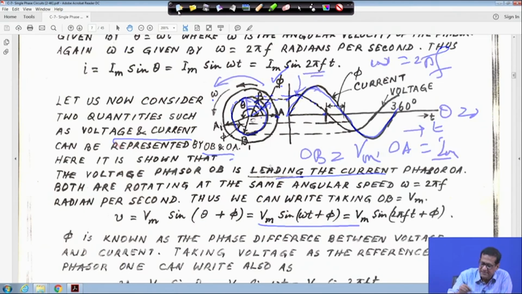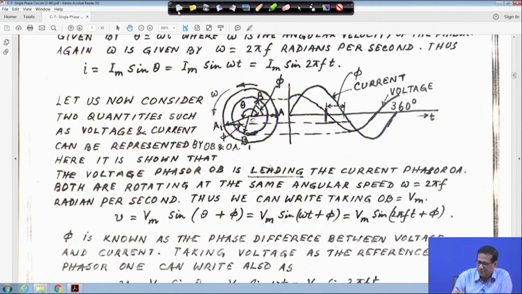So, first let me clear it. Now, the question is what is leading. You have to see which of these two waveforms is reaching its peak value. Forget about magnitude and other things, which one is reaching its peak value earlier than the other one. In this case, it is the voltage waveform. It is reaching its peak value before the current, because when it is reaching peak value, current is here. So first, voltage is actually reaching its peak value before current.